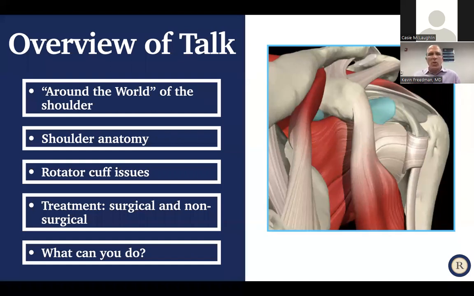So what we're going to go over today, we're going to do a little bit of kind of around the world of the shoulder. I'm going to take you back to school for just a few minutes so we talk about shoulder anatomy, because I do think it's important so you understand the background of what we're talking about. I'm going to focus on rotator cuff issues, and we're going to talk all about them, and it's by far the most common thing I see in terms of shoulder pain. We're going to talk about surgical and non-surgical treatments, and then what you do to make your shoulder better.